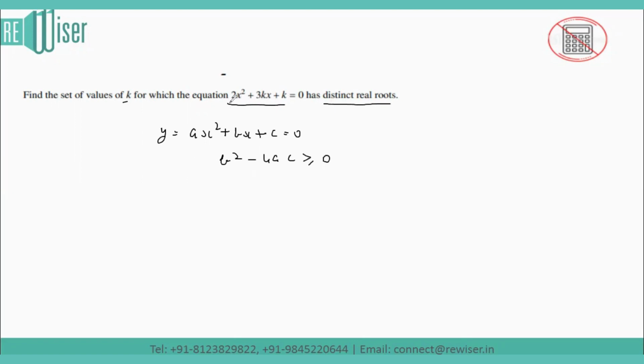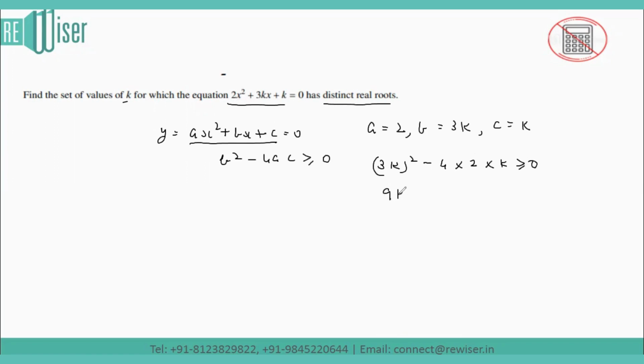So if I compare this given equation with the standard quadratic equation, the value of a that we get is 2, the value of b is 3k, and the value of c is k itself. Now, if we put it into the condition, b squared, that means (3k) whole squared, minus 4 into a into c, which is k itself, has to be greater than or equal to 0.